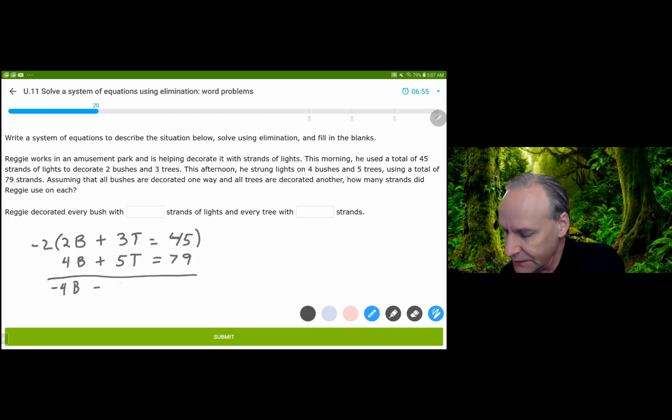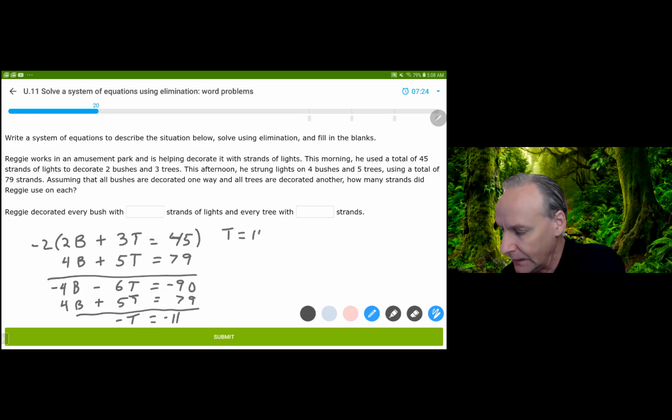4b minus 6t is equal to -90. And we have 4b plus 5t is equal to 79. And when I add these together, I'm going to end up with -1t. I don't have a lot of space, but maybe I can get it. That's going to be -11, isn't it? So t is equal to 11.